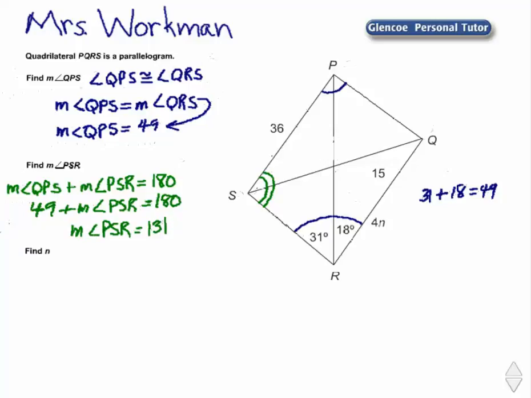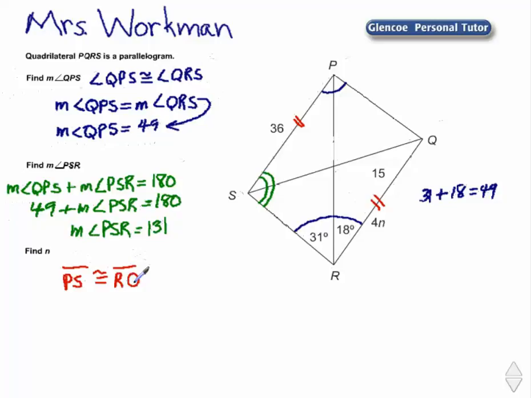Finally, we are asked to find N. All right, here we see an expression for N, and N is given in the diagram as the length of segment RQ. We know that opposite sides of a parallelogram are congruent. I can show that with tick marks. In other words, segment PS is congruent to segment RQ.